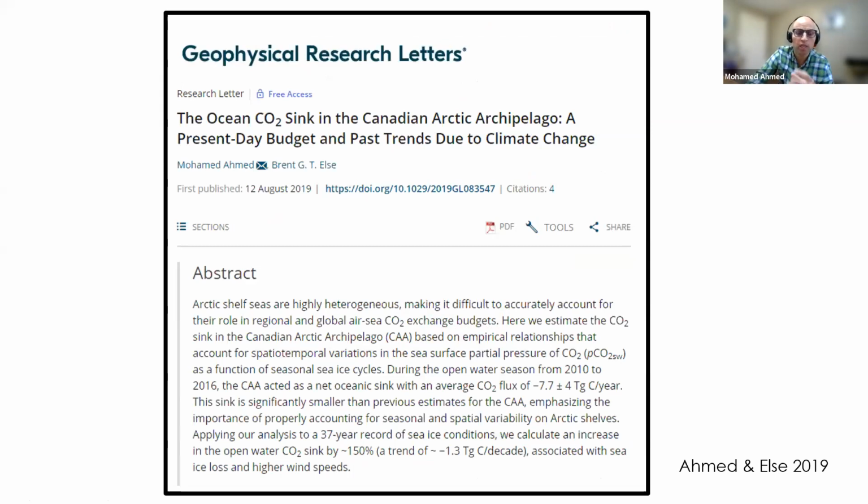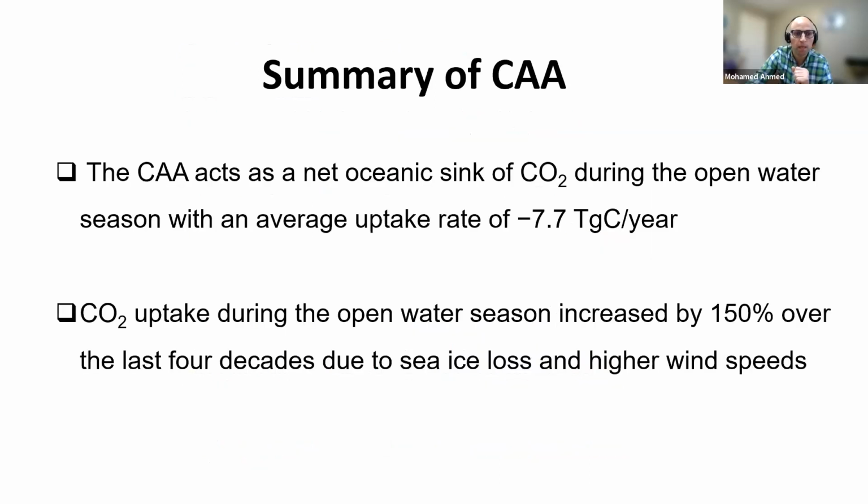And again, if you want to learn more about this variability and how we came up with these regional estimates, we have this paper in GRL. You can go and have a look if you're interested to know more details. So, in summary, the Canadian Arctic archipelago is acting as a carbon sink, with average uptake equal to -7.7 teragram carbon per year. The interesting thing is that we found that the sink has increased in the last 40 years by 150% due to the sea ice loss and higher wind speed. So the sink was increasing over time in the Canadian Arctic archipelago, which was a really interesting finding.